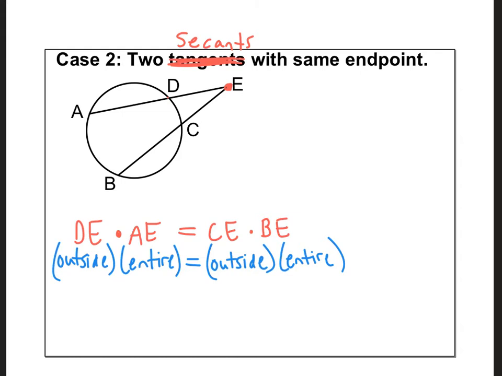You can't do AD times AE. It can't be the inside piece at all. It's just outside times entire equals other outside times entire. And again, we'll do an example in just a second. Let me just get the third and final case.